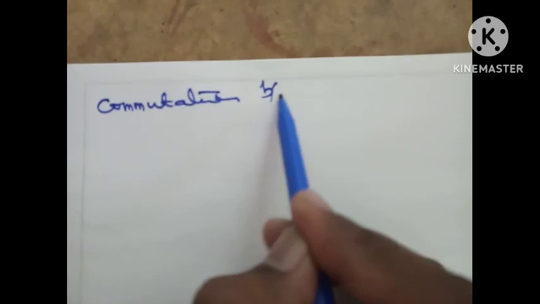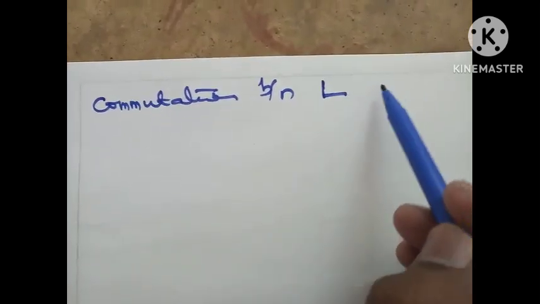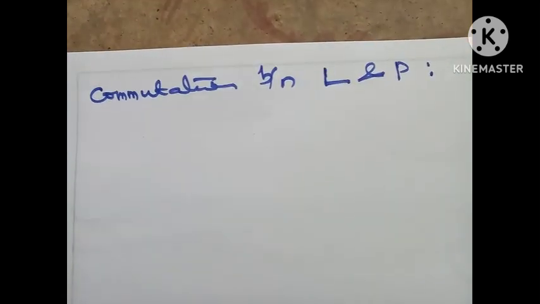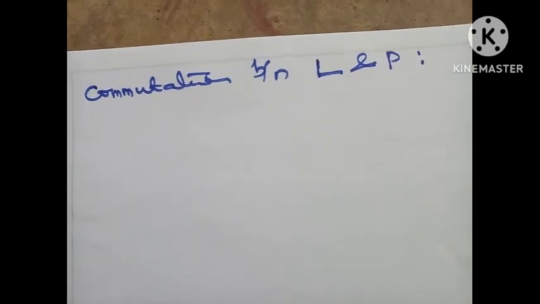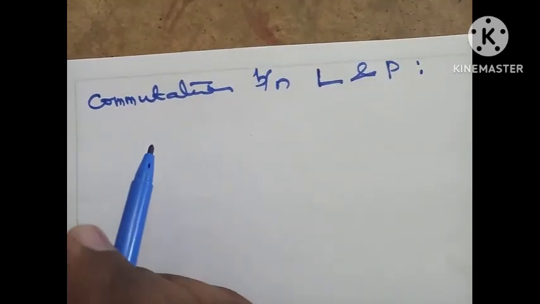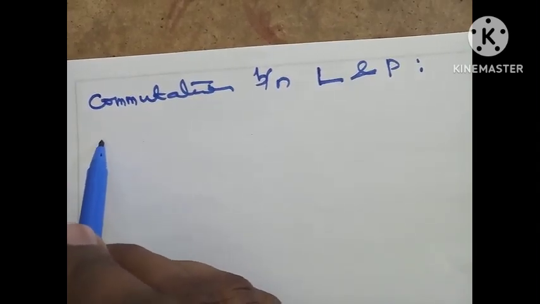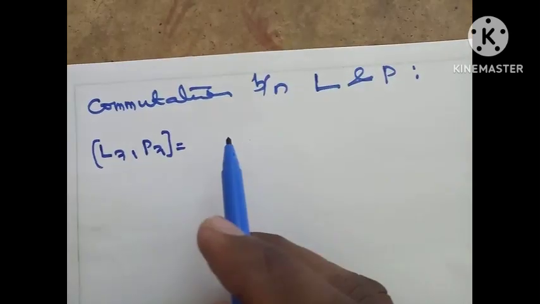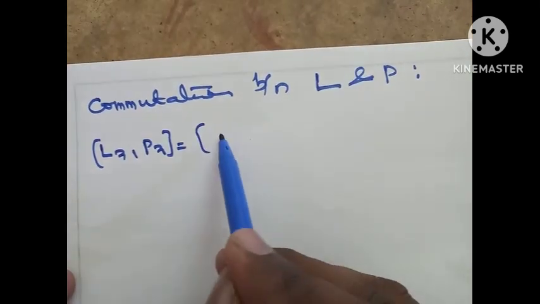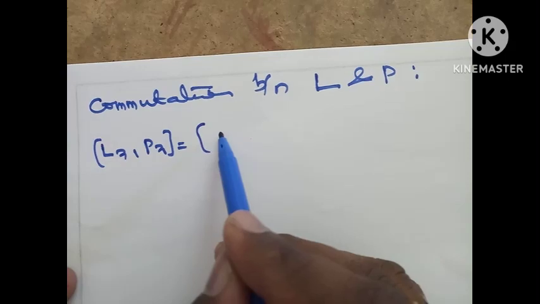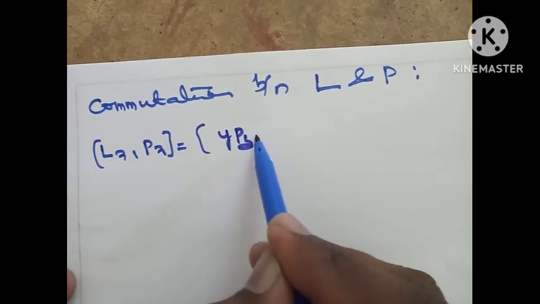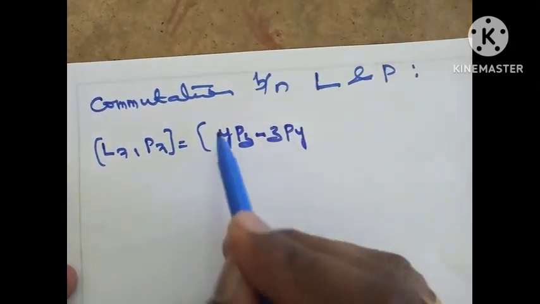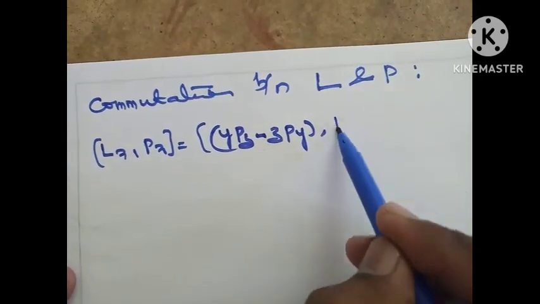The commutation between angular momentum L and linear momentum P. I'm going to find out the relation between them. Okay, let us see the first one. Here I'm going to find out Lx comma Px. How can I find this? What is Lx? How can I write Lx? You know, just now we have seen Lx can be written as ypz minus zpy. Okay, so comma, here I am writing Px.